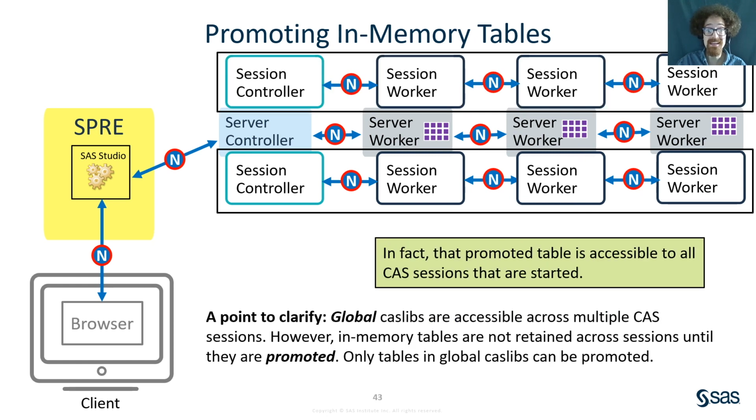In fact, each session that starts will have access to this global table, assuming that the session owner, so whoever starts the session, has permission to look at this table. So global Caslibs are available across all the different sessions. However, only promoted tables remain in memory after the sessions are completed. Of course, you can't promote tables that aren't in global Caslibs.